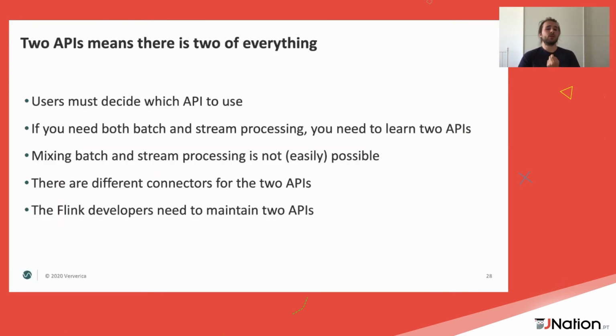The problem with having two APIs is that basically there is two of everything. So if users want to use Apache Flink, they have to decide: do I want to do batch processing? Do I want to do stream processing? Maybe do I want to do both? Then you have to learn these two different APIs. You saw them, they look quite similar, but there are subtle differences in the operations and in the semantics that they support.